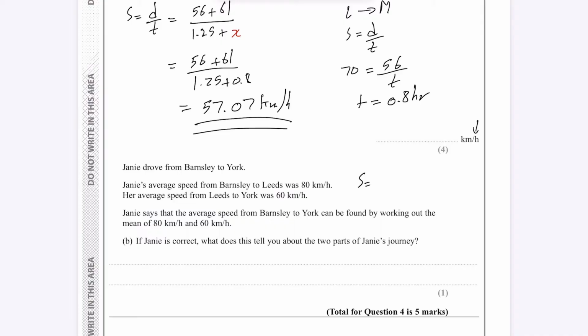So we know that speed is equal to distance over time. So she's working out the average using that. So the time taken for both parts must be the same.